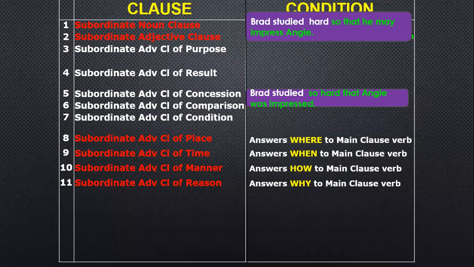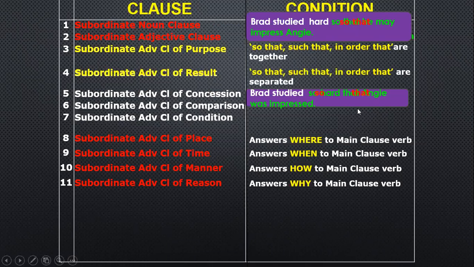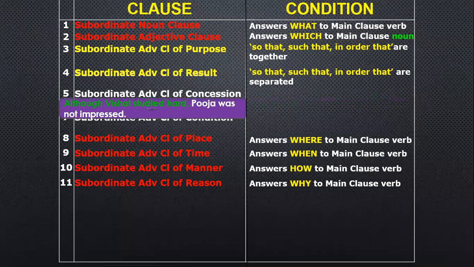But if I change it, Brad studied so hard that Angie was impressed. So in this case, using the same conjunction, I have made a slight change in it. Now, what is that? In between the word so and that, I have added an adjective, an additional word which is added here, right? And only because of that, a gap is created between so and that. So in short, what I want to prove here is that whenever we have a gap in between so and that, it is a result. And if we don't have the gap between so and that, it is a purpose. So in that case, now it becomes subordinate adverb clause of result, right? So moving on with the next one. Yes, so you see both the concepts use the same conjunctions.